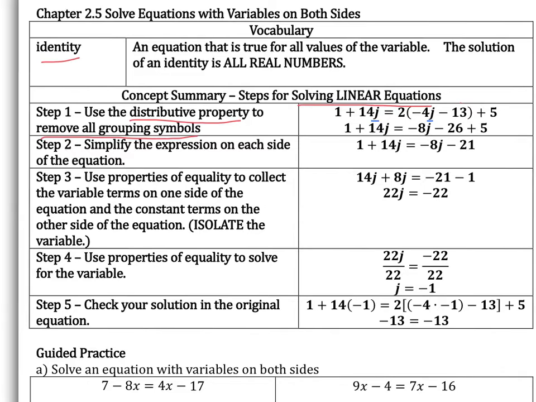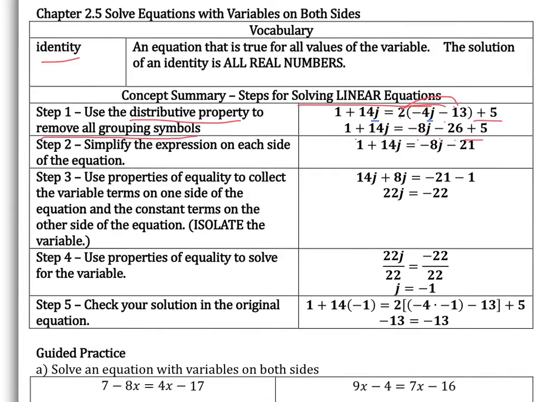So we will first recopy 1 plus 14j on the left-hand side of the equation because there's nothing we can do to that. And then we need to distribute the 2 into the difference of negative 4j minus 13. So we get negative 8j and negative 26. 2 times negative 13 gives me negative 26. And then we recopy the positive 5.